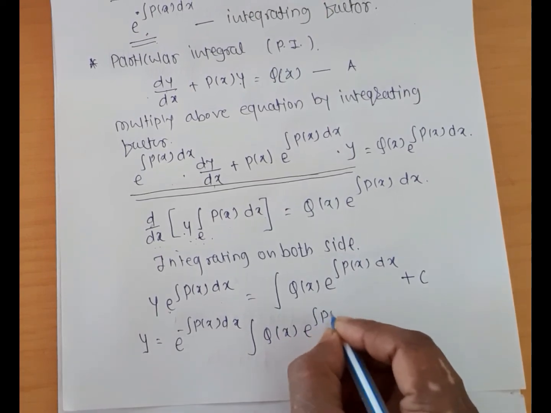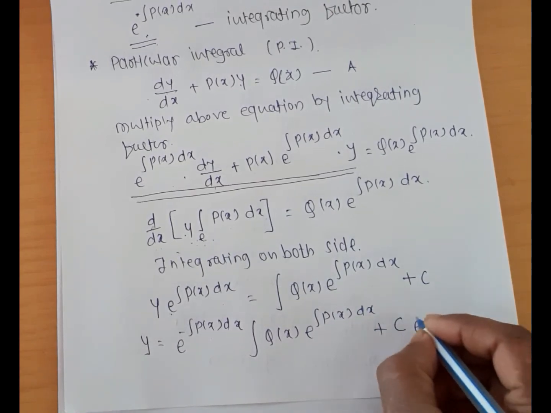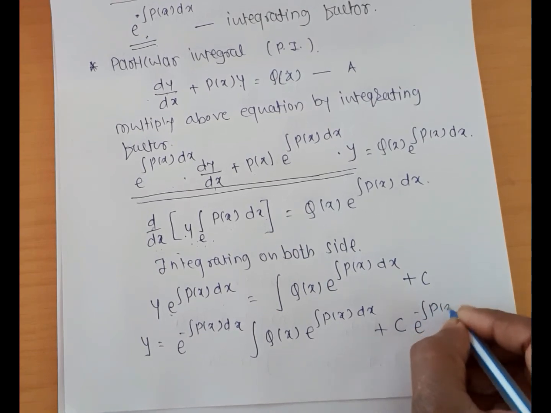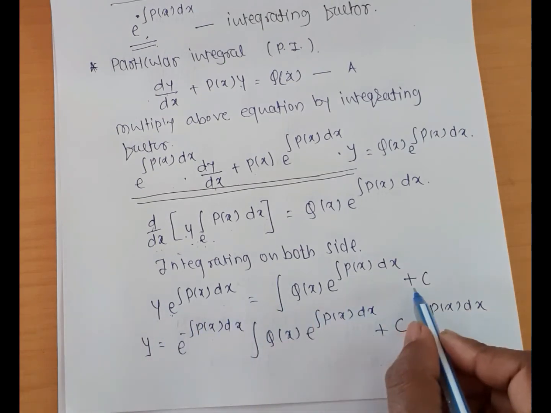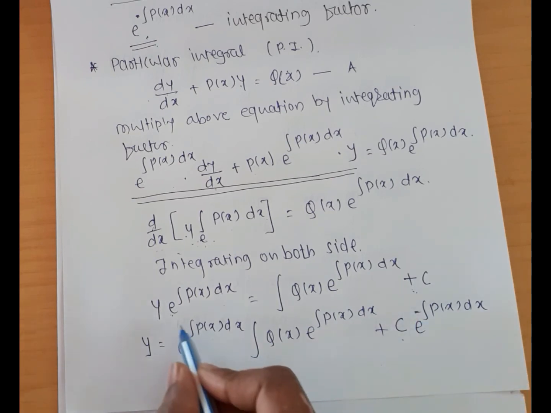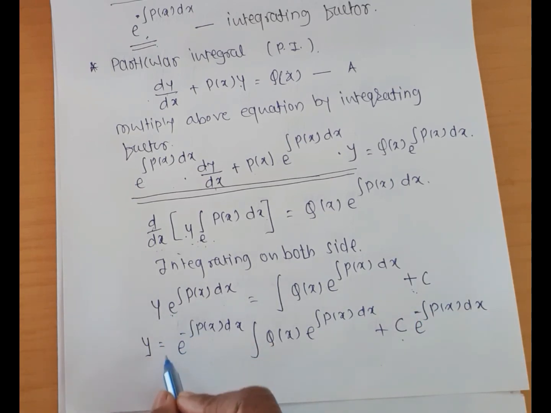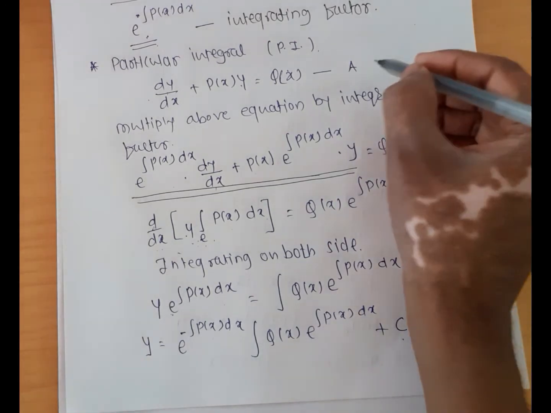e raised to integration of p of x dx plus c into e raised to minus p of x dx, because this term is divided on both sides, since positive signs are there. That's why we write e raised to minus p of x dx. Basically this term is 1 upon e raised to p of x dx, but we write it in the numerator, so the raised power will be negative, that is minus p of x dx. Okay. So now this equation represents the general solution of the given equation A.